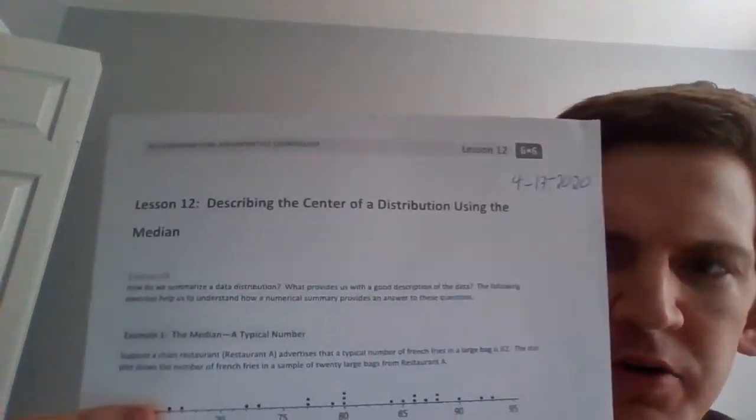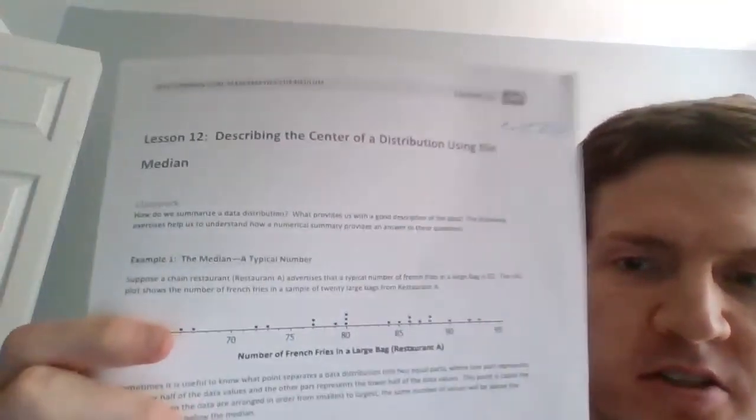So, guys, the notes we'll be using again will be on the assignment page. Just look up the one for today's date. It will be 4/13/2020 notes. I've already filled this one out for the most part. I'm just going to add a couple things to it that I considered upon looking at it another time. But the paper we're looking at is the one that says lesson 12, describing the center of a distribution using the median. So that's the sheet we're looking at.